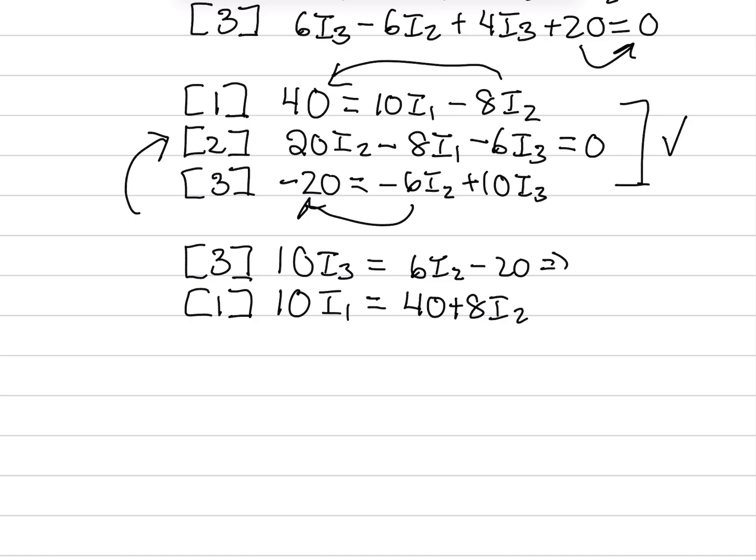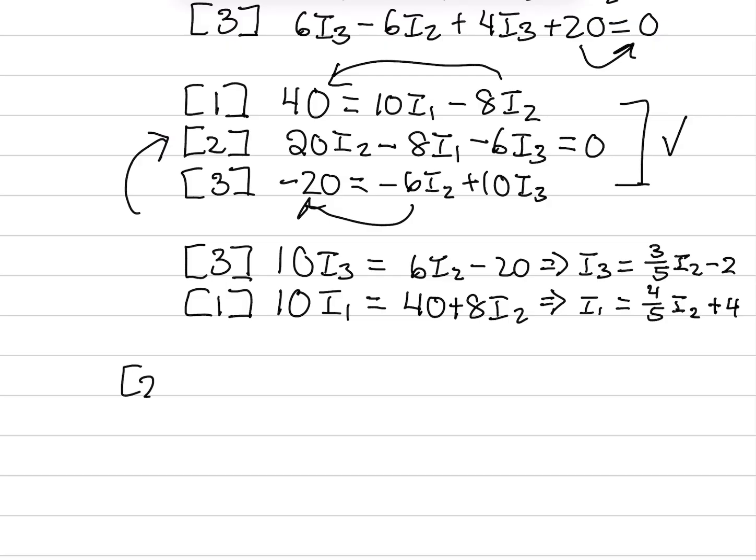So we're going to have I3 equals 3 over 5, because 6 divided by 10, and then I2 minus 2. And then this equation simplifies to I1 equals 4 over 5 I2 plus 4. Okay, and then we can plug everything into the second equation.